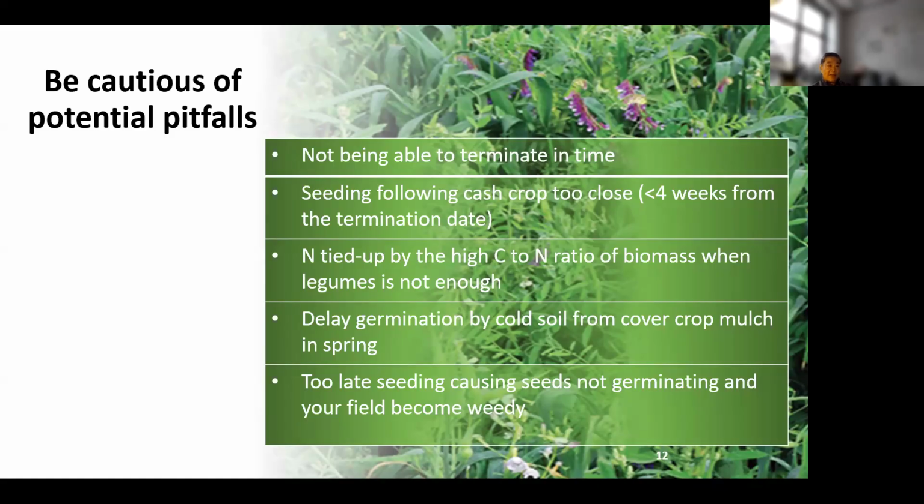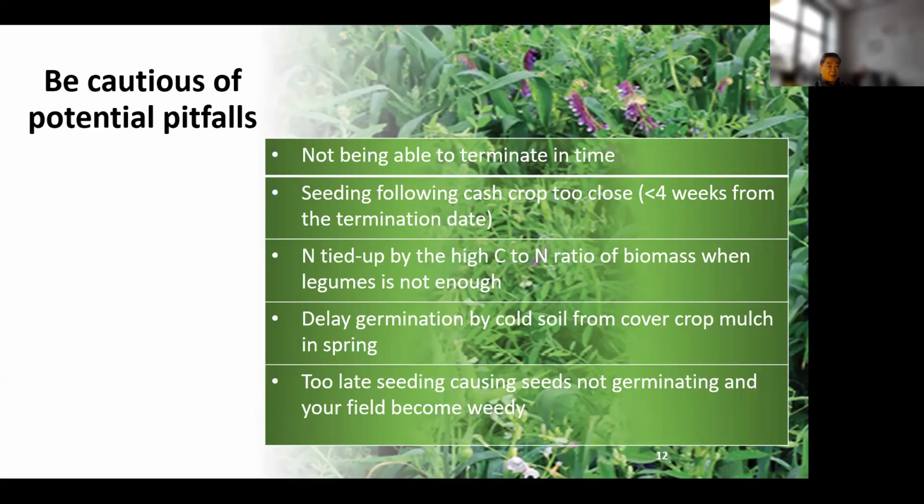And the next one is delayed germination by cold soil from cover crop mulch in the spring. If you have a cover crop mulch in the spring and you seed some crops which need a longer growing season to mature, you need to be careful because it could delay the germination by 3 days to a week.